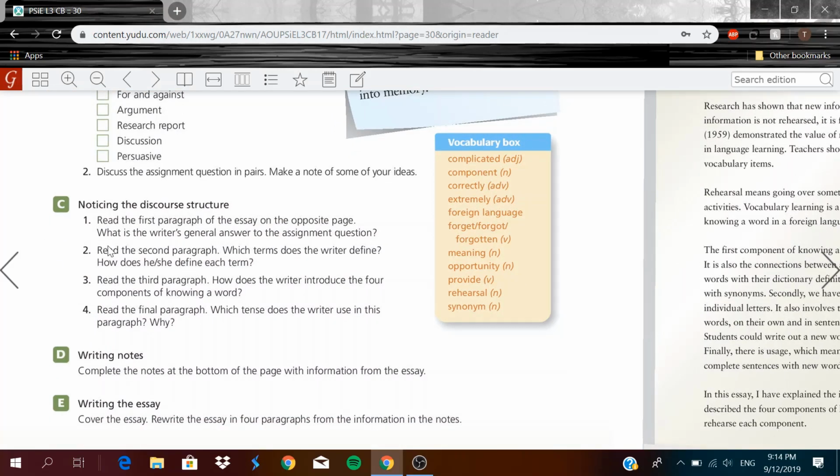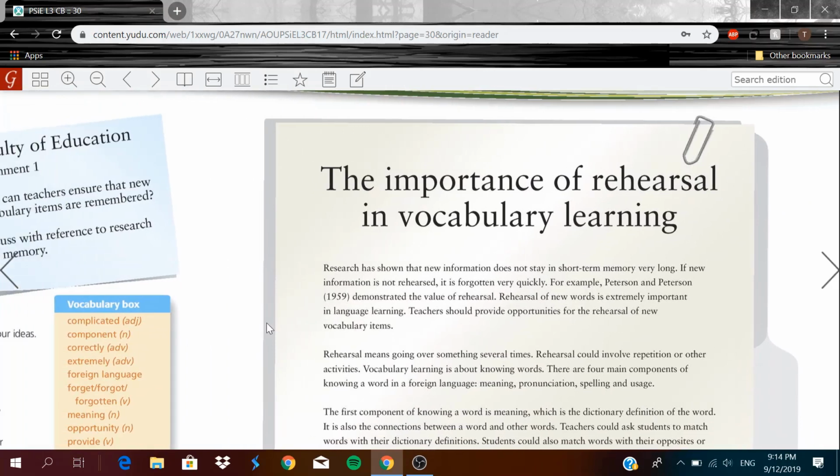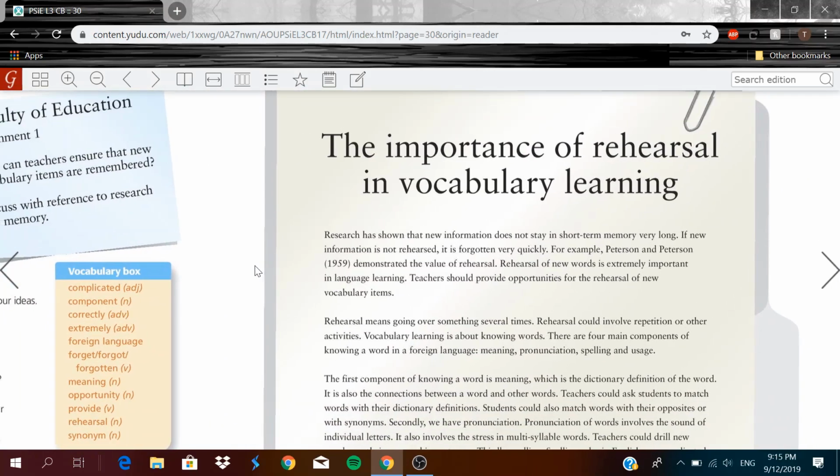Okay, now let's go to exercise C. Here we have noticing the discourse structure. Now we're going to go to the text here and read this essay, and based on this essay we're going to have questions around each section.